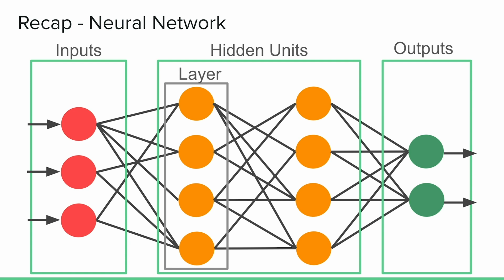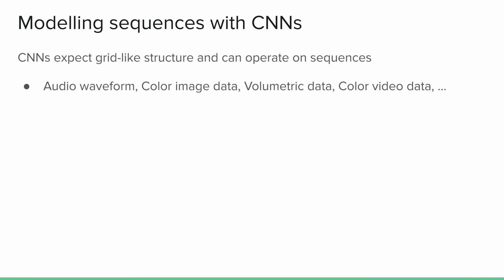We also talked about neural networks as being feed-forward networks, where we go from the left, we have our input layer, we have a bunch of hidden units, and then we have our outputs. Last week we talked about these feed-forward networks in the context of visual computing, and we learned that they operate really well on grid-like data structures, but they have one shortcoming. Imagine a video. When you're processing a video, it can really help to know what you did in the previous frame. But CNNs expect a grid-like structure and they can operate on sequences, but only in a limited way.